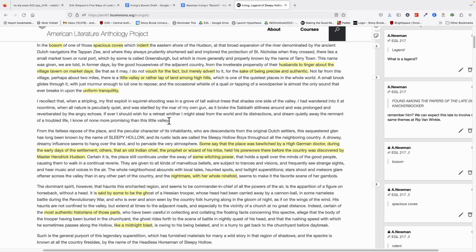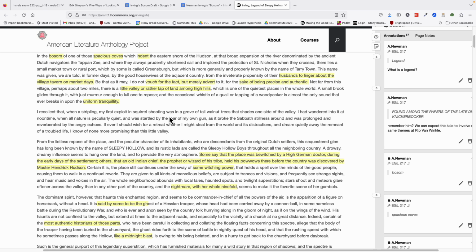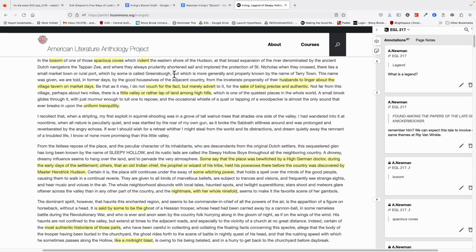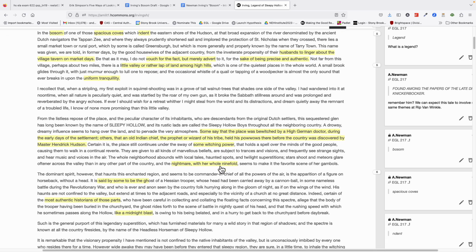"If ever I should wish for a retreat whither I might steal from the world and its distractions and dream quietly away the remnant of a troubled life, I know none more promising than this little valley." So part of what I'm seeing here is that he's gone into feminine space. He goes and shoots off his gun, and there's this instant backlash with the angry echoes coming back at him. So he's the one who's, in this case, disturbing the peace, and arguably he's sort of anticipating Ichabod Crane coming in and disturbing the peace himself.